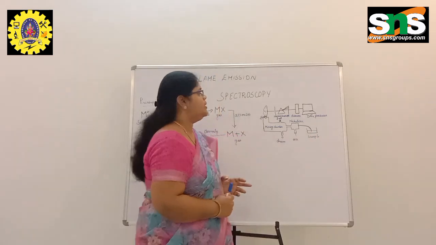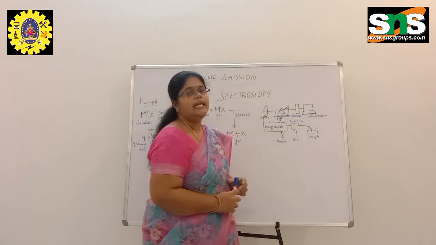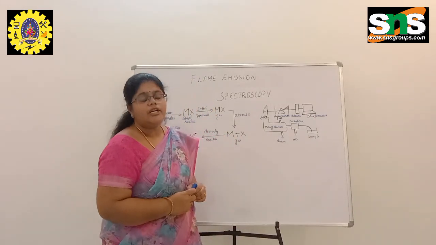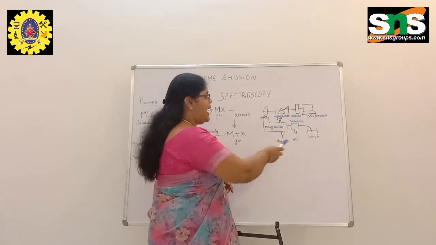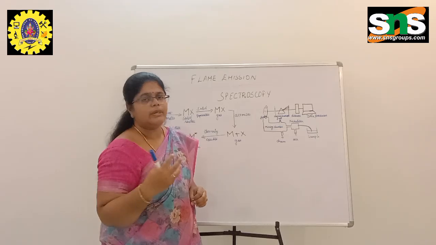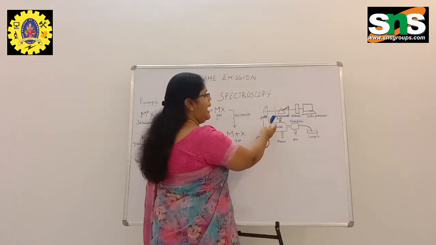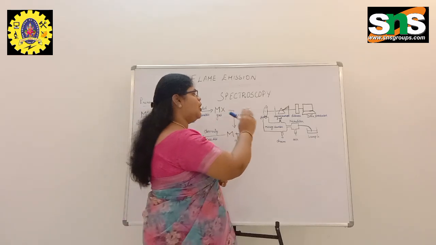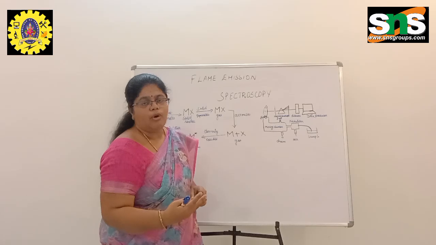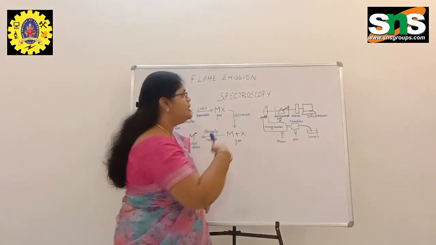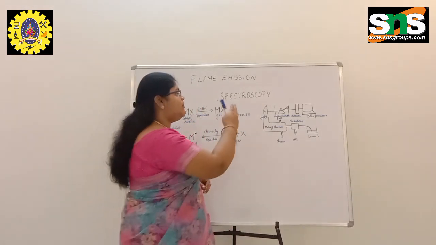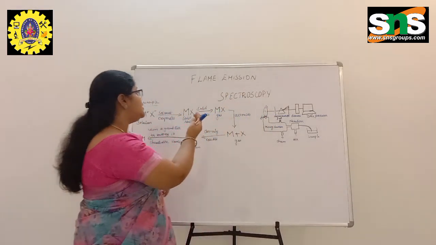The sample is present over here and it is converted into mist in the nebulizer, and you have air and the fuel, that is compressed air and the fuel, in the mixing chamber. In the mixing chamber, the solvent mixes with the atomized or mist form of the sample. It is mixed in the mixing chamber and it is introduced into the flame. So when it is introduced to the flame, all this process takes place.